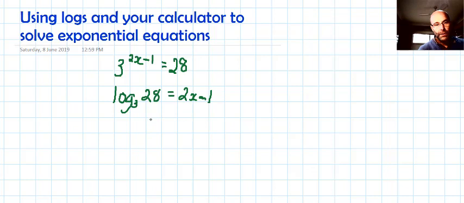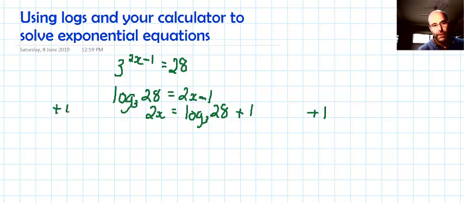And we can start to solve that, and we want to get x by itself. So I'm going to flip the sides around too and add 1 to both sides. So log to base 3 of 28 plus 1, because I'm solving, so I'm adding 1 to both sides. Okay, simple solving equation techniques by using inverse operations. Then next, to get x, we have to divide by 2 on both sides.